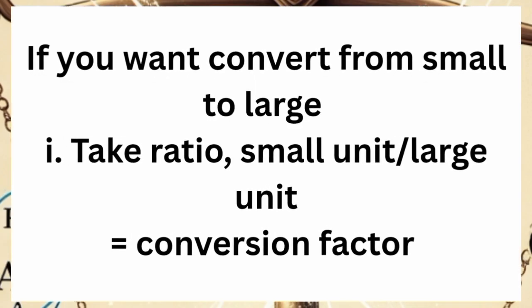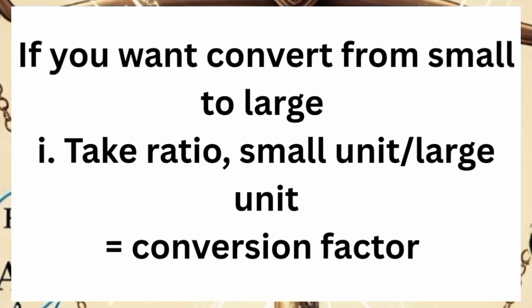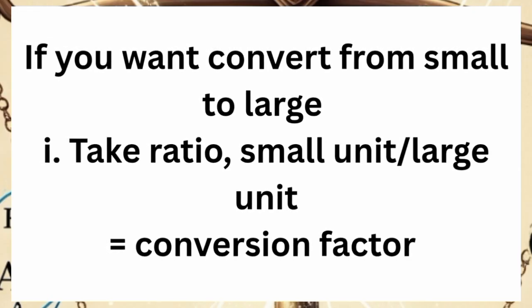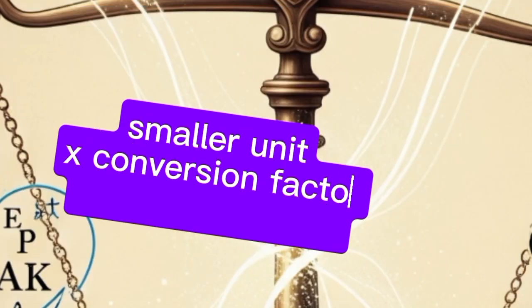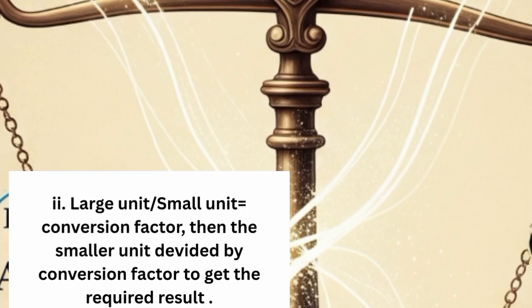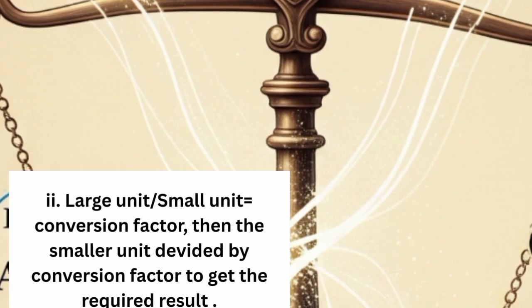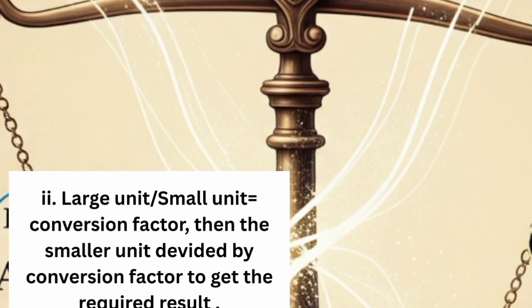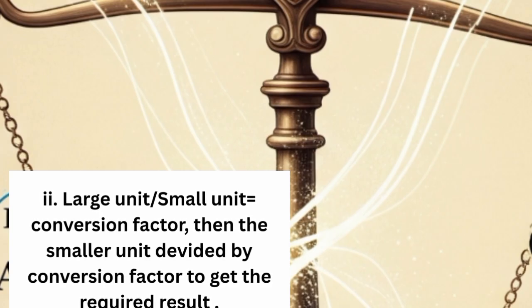Point 1: take the ratio of units, small unit divided by large unit, equals the conversion factor. Then the smaller unit multiplied by the conversion factor gives the required result. The second point: take the ratio large unit divided by small unit to get the conversion factor. Then the smaller unit divided by the conversion factor gives the required result.